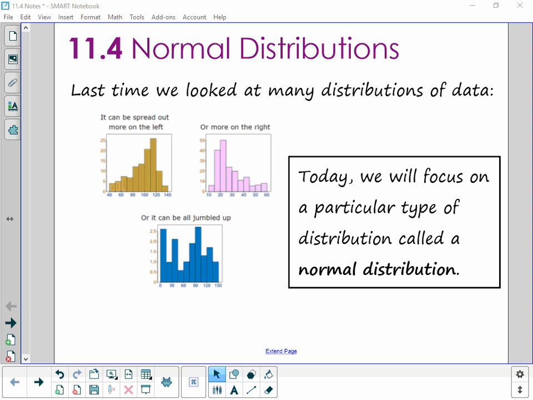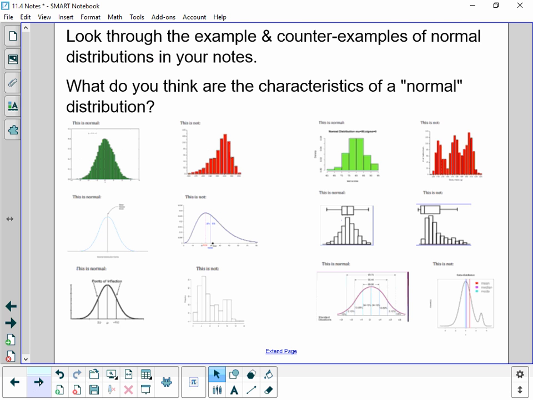So last time we talked about how a distribution could be symmetric or it could be skewed, or really sometimes it's just all jumbled up. But today we're going to be talking about a specific type of distribution, which is called the normal distribution.